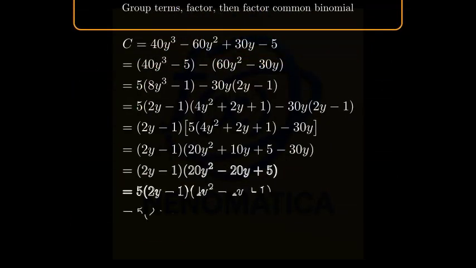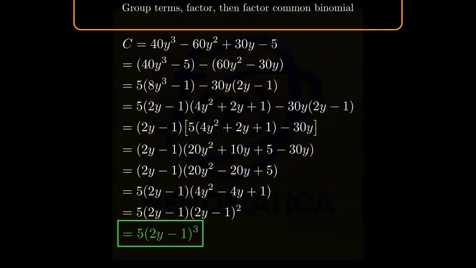Starting from C equals 40y cubed minus 60y squared plus 30y minus 5, we first regroup as (40y cubed minus 5) minus (60y squared minus 30y). Then factor each part, collect the common factor 2y minus 1, and simplify the bracket. The result is C equals 5 times (2y minus 1) cubed.